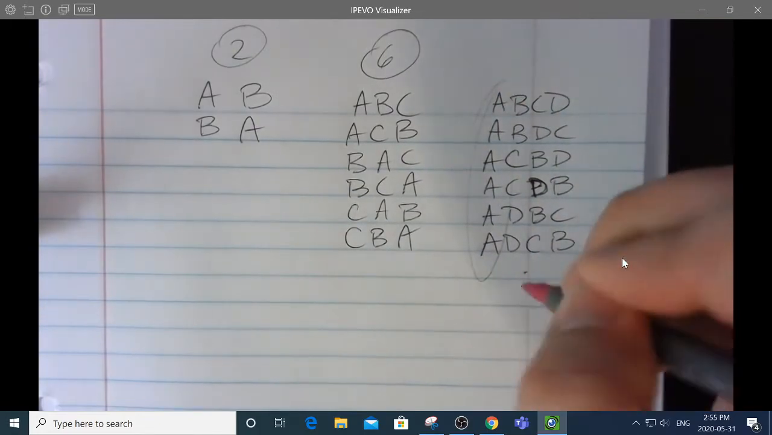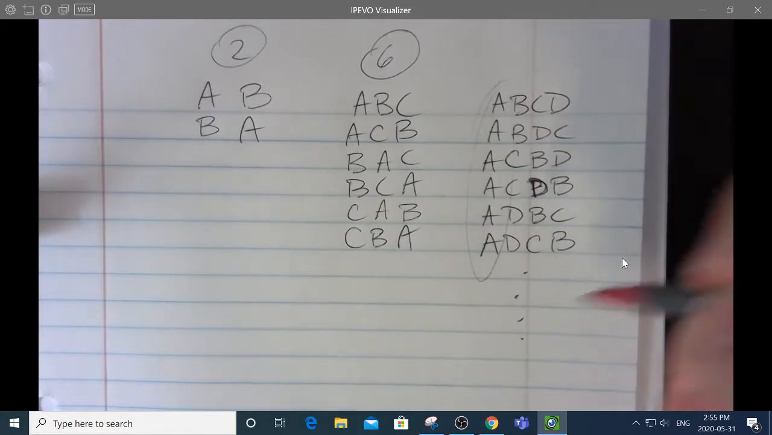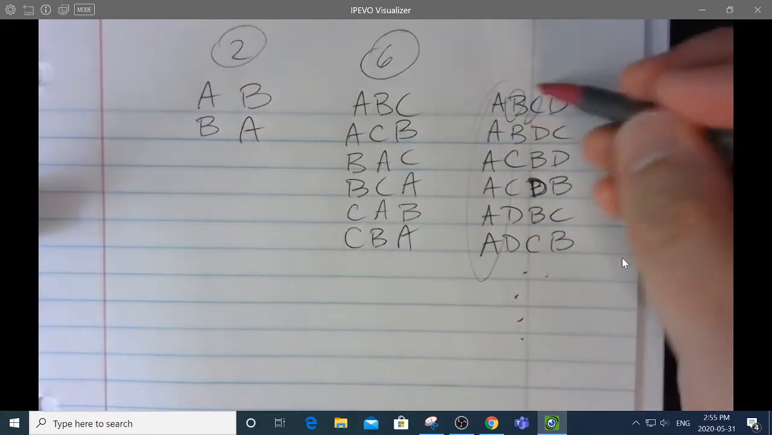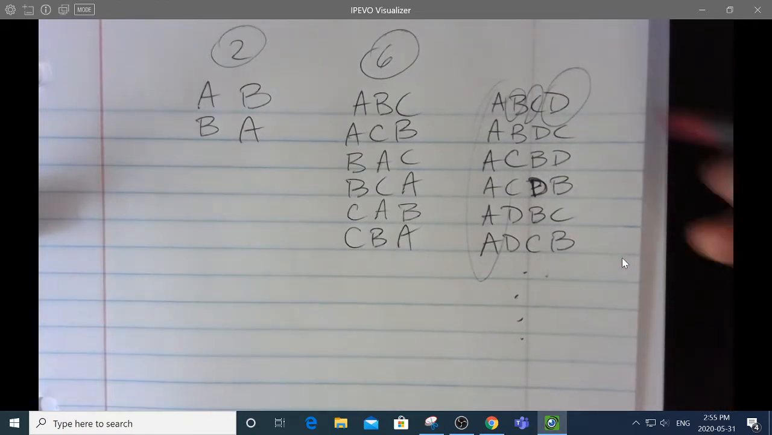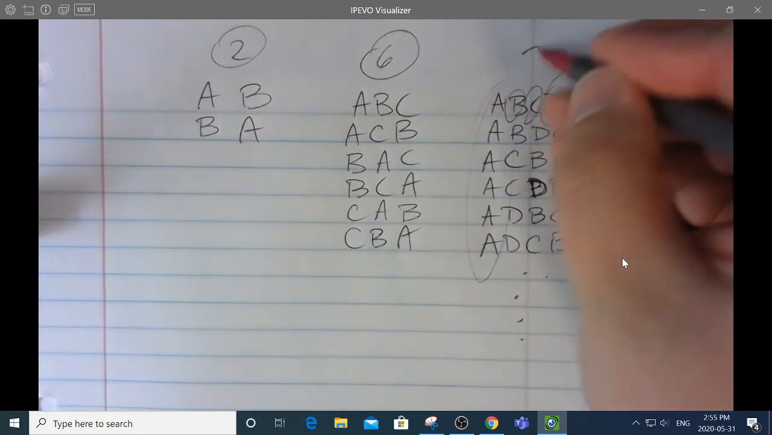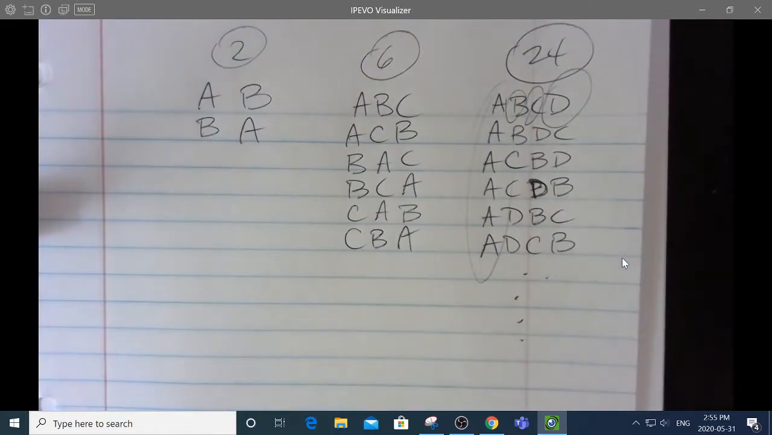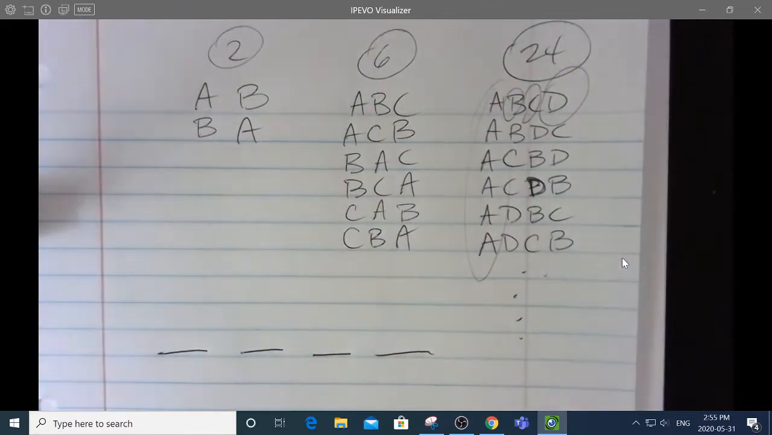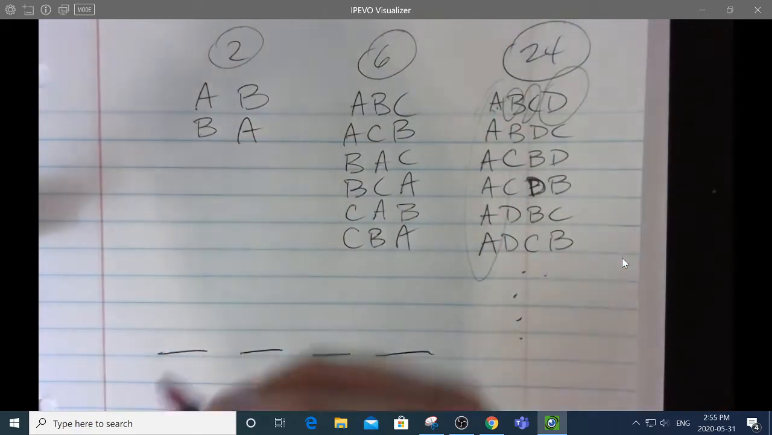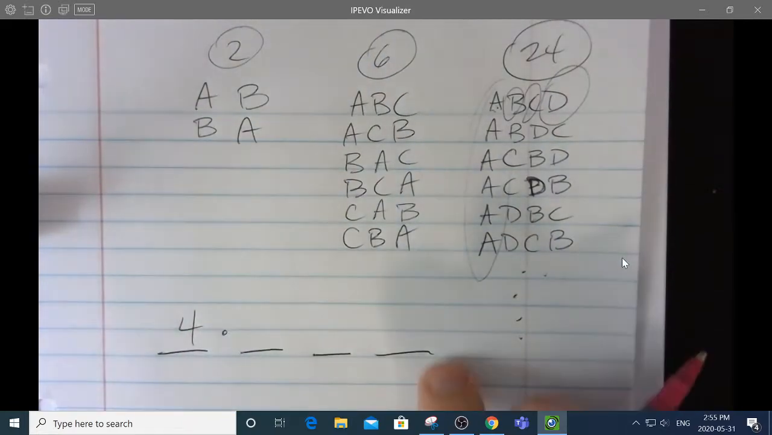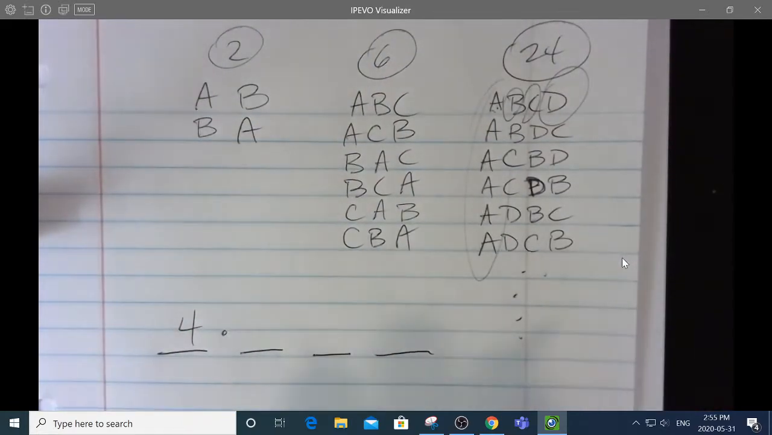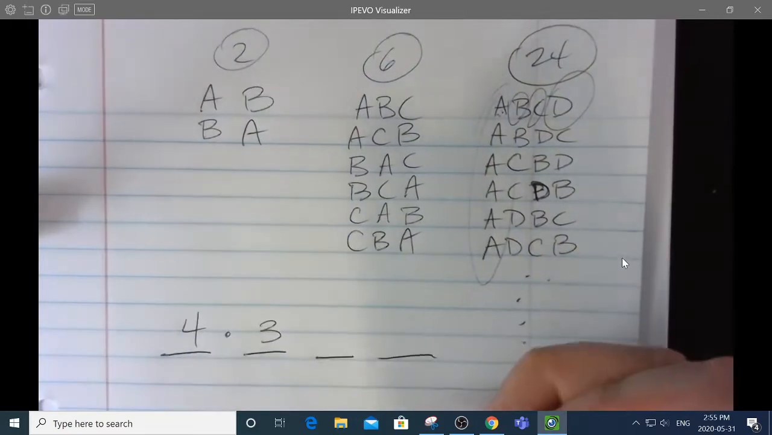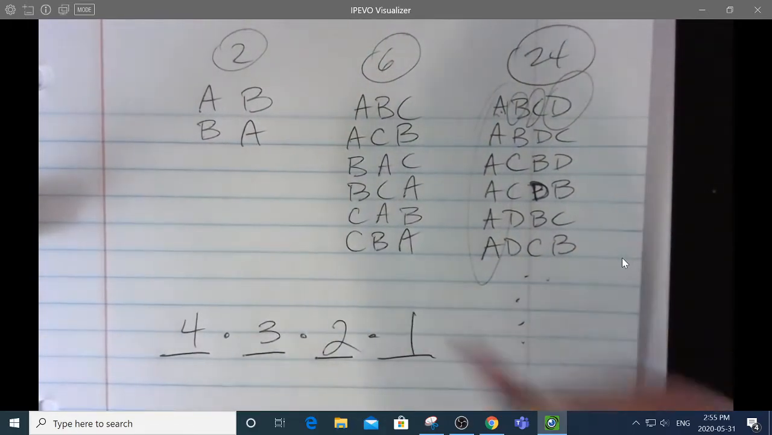It makes sense that if I were to keep going with this, that I'd have another 6 for when B's first, and another 6 for when C's first, and another 6 for when D's first. So that's 4 times 6, which is 24. And let's think about it like that. There were 4 things I had to place, and I put the first thing I had to put, I picked the person A to go here, but I had 4 people I could pick from. And then I had to put the next person here. I had 3 people to choose from. Now I have 2 people to choose from. Now I have 1 person to choose from.